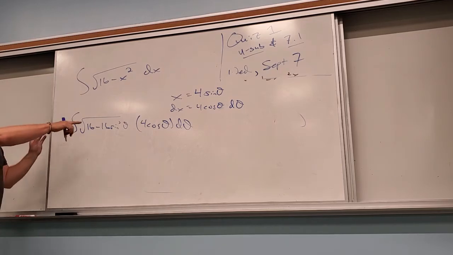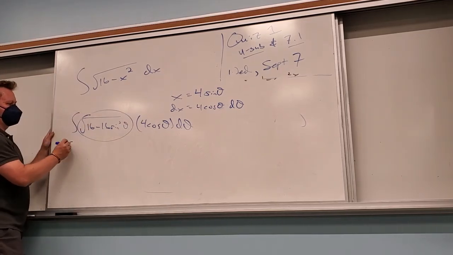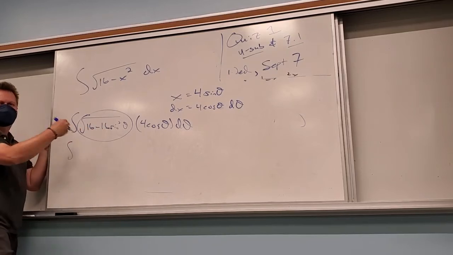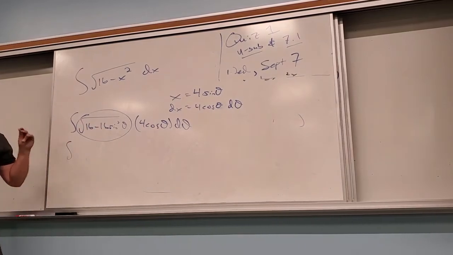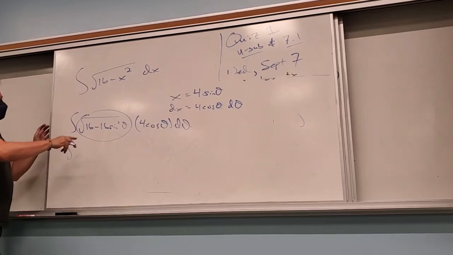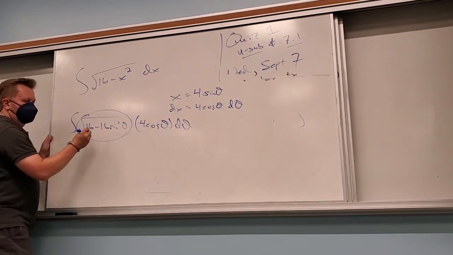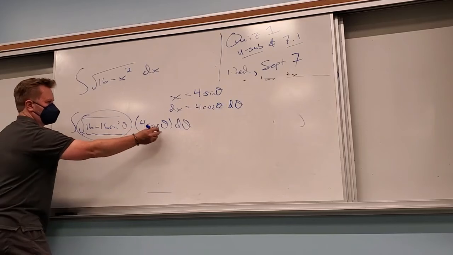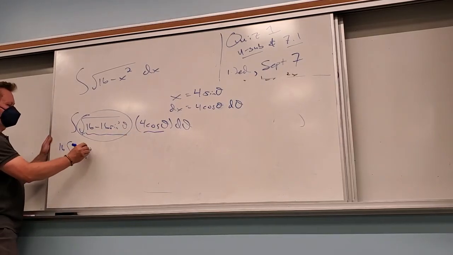True. Now, this we already did, right? Remember, it came out to be square root of 16 is 4, 1 minus sine squared is cosine squared, square root of cosine squared is cosine. So we just got 4 cosine theta when we did this earlier. Is that cool? 4 cosine theta times 4 cosine theta is 16 cosine squared theta.